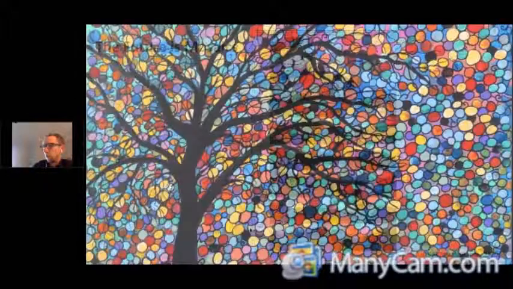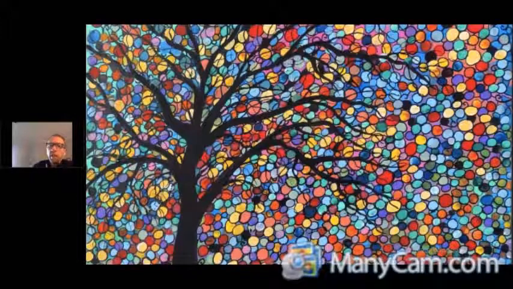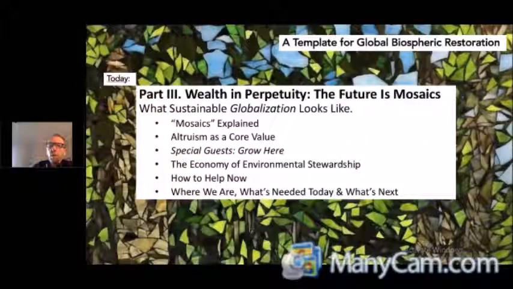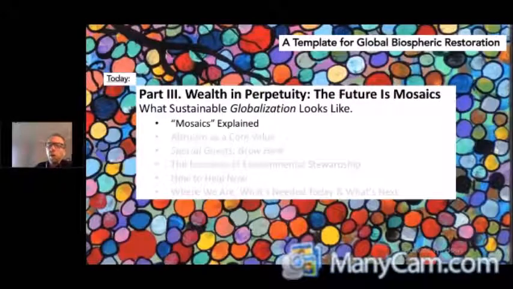And we've got 20 minutes here. So mosaics explained, the idea for a mosaic future, I'm just going to draw sort of a mapping of what I think, again, are principles that could apply anywhere.